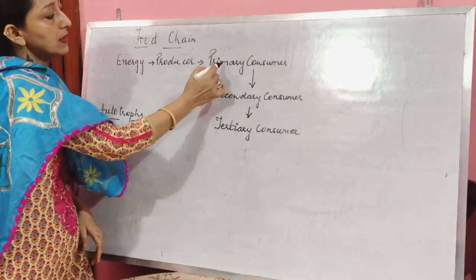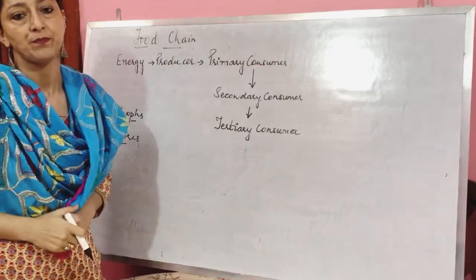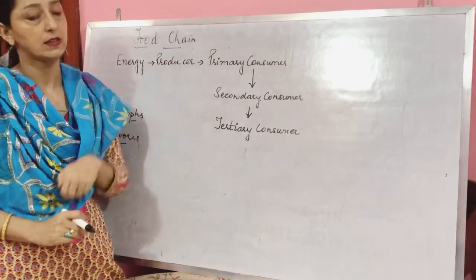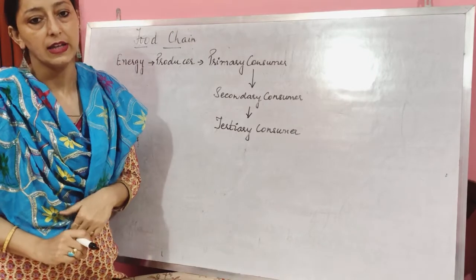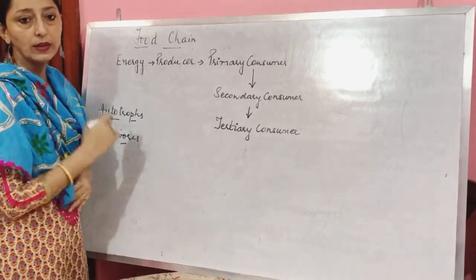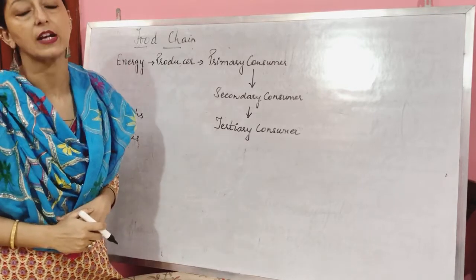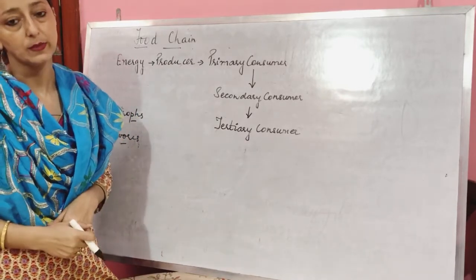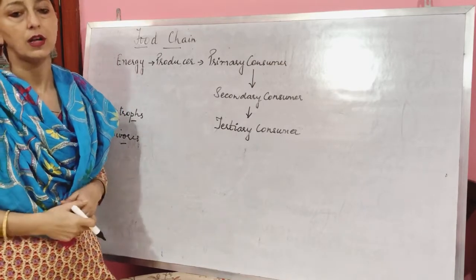Now comes primary consumers. Primary consumers are the animals that eat these producers. They are also known as herbivores. Herbivores, that means those which eat plants. For example, we can take grasshopper, deer, cow and so on.